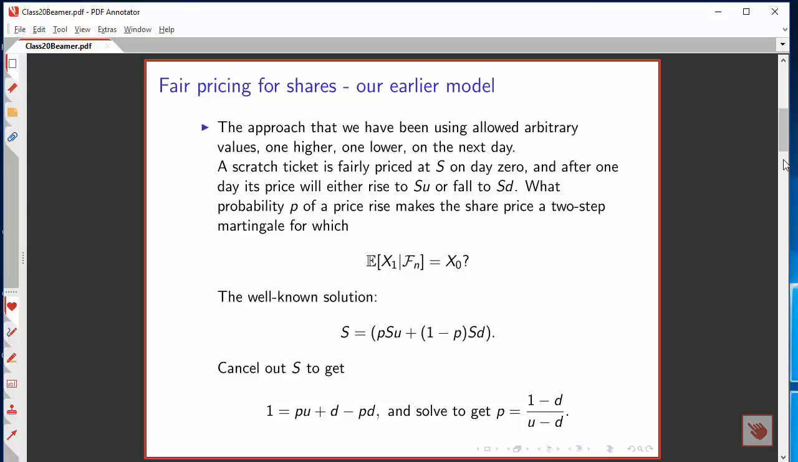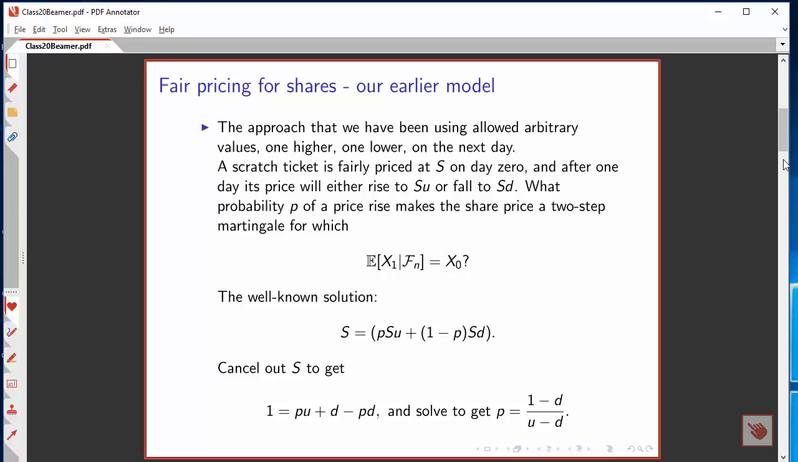And you'll recall that what we did was every day the possible values for the next day were two in number. One was higher, one was lower. And if we had a scratch ticket that was fairly priced at S on day 0, after day 1, its price would either rise to S times U or S times D, and we needed to figure out what the probability of a price rise had to be in order to make the share price a martingale, such that the expected value of the price on day 1, conditioned on day 0, was equal to S.